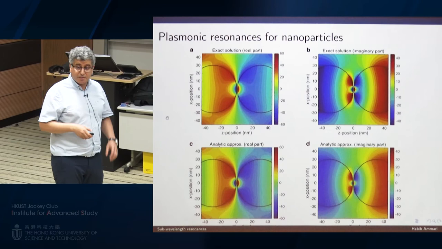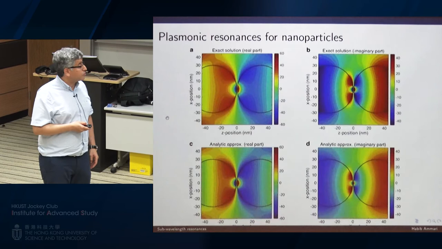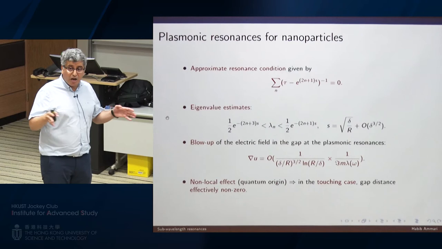Now, you have many spheres, very good. They are strongly interacting, excellent. But then you have to compute their plasmonic resonance. For two spheres, we computed this. We have a formula here, a condition. We computed this approximate resonance condition, and we know how dense the spectrum is. Now, if you have many of them, you have to compute, and this could be very expensive.